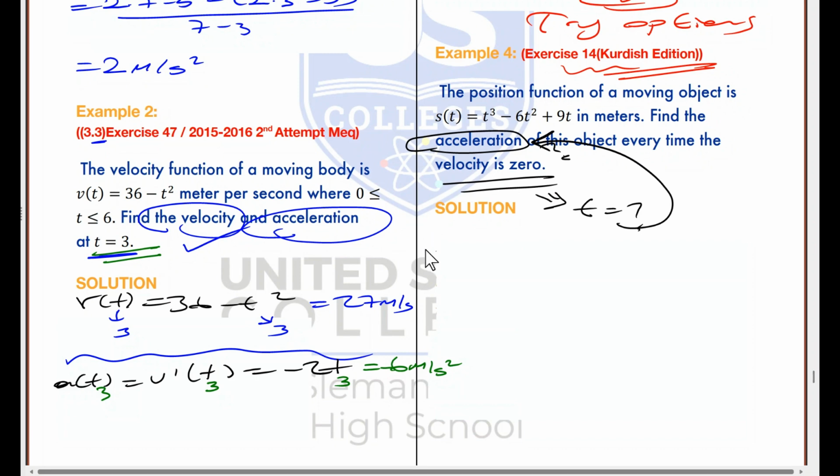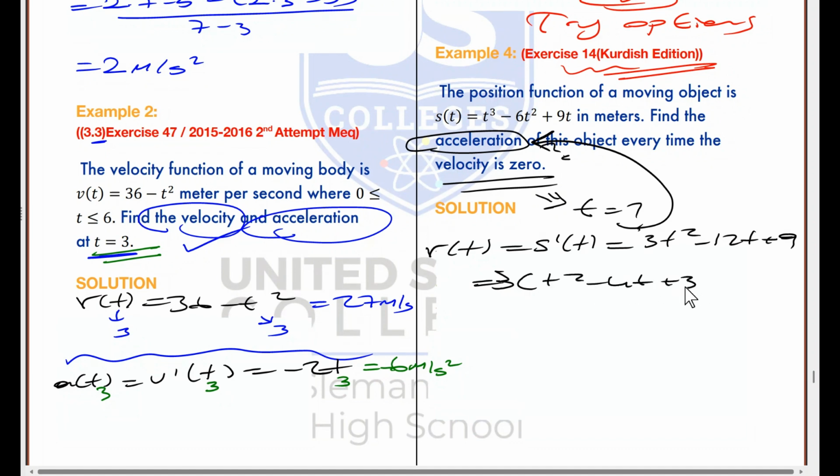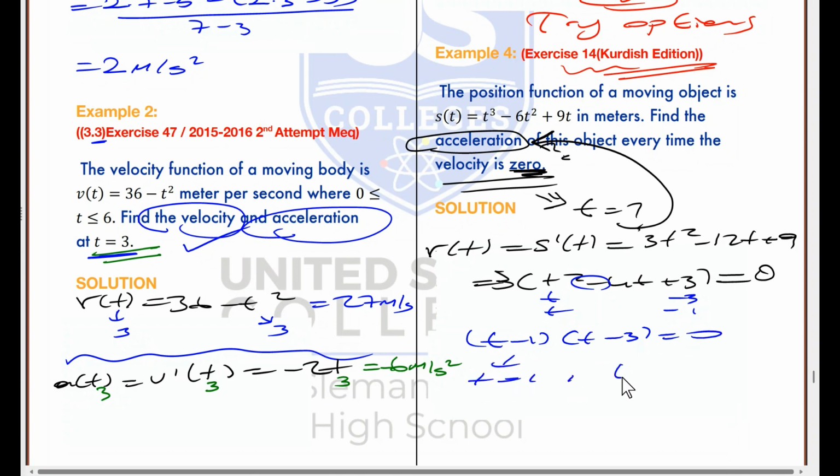Okay, let's find the velocity first. Velocity is the derivative of the position function, which is in this case 3t squared minus 12t plus 9. I see a common factor, 3. Take 3 out: t squared minus 4t plus 3, which is supposed to be equal to 0. Since I see a quadratic equation, I need to factorize it. t, 3, 1. The middle term is minus, so they are both minus. t minus 1, t minus 3 is 0. So t is either 1 or 3. So I have two possibilities for t.